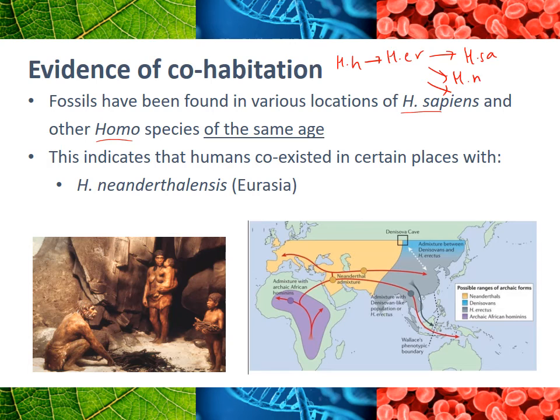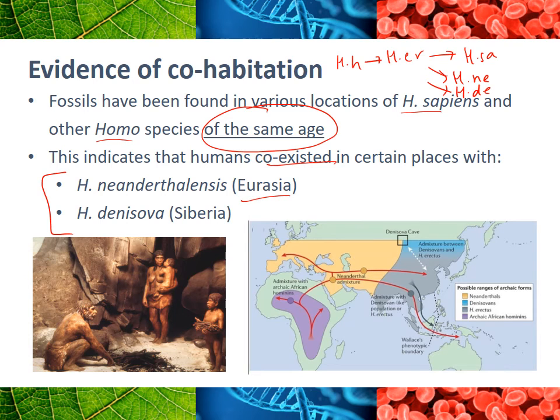So we now know that Homo neanderthalensis, or Neanderthals, and another group that's more recently discovered called Denisovans, have been found in the same place as Homo sapien remains and found to be the same age, which tells us that we coexisted. We lived in the same place at the same time with these other Homo species. And there probably are other ones that we don't even know about yet. But these are the ones that we know about: humans and Neanderthals were living side by side in Eurasia. That's where we have found fossils of both humans and Neanderthals of the same age. And humans and Denisovans were living together in Siberia.